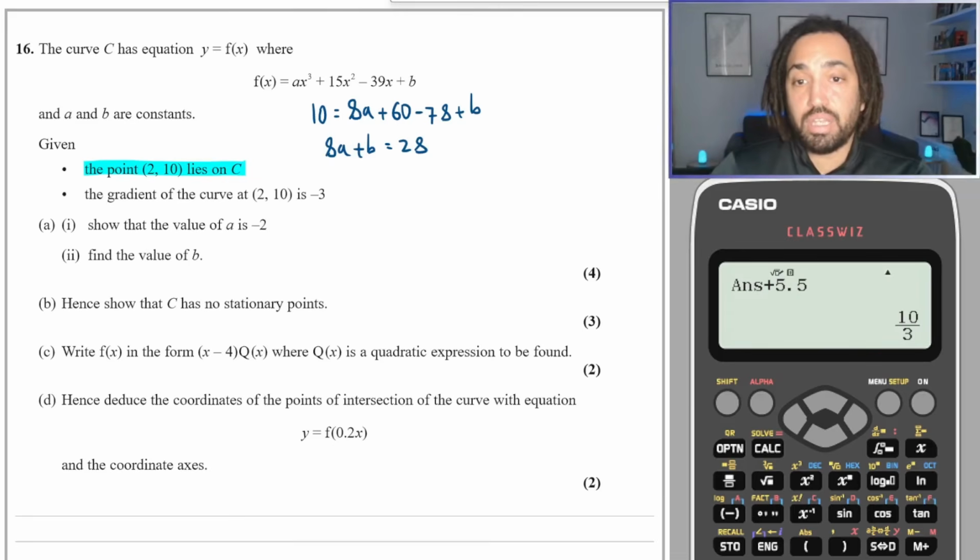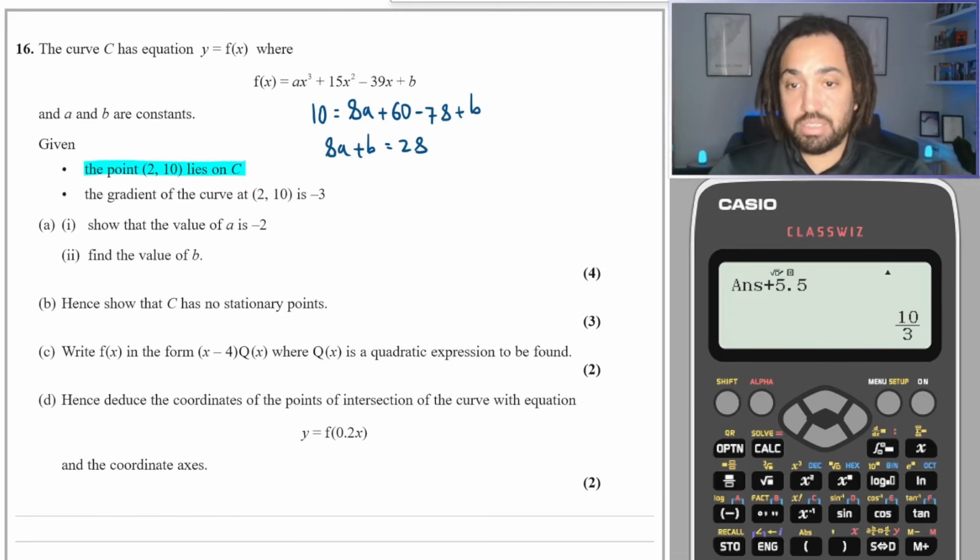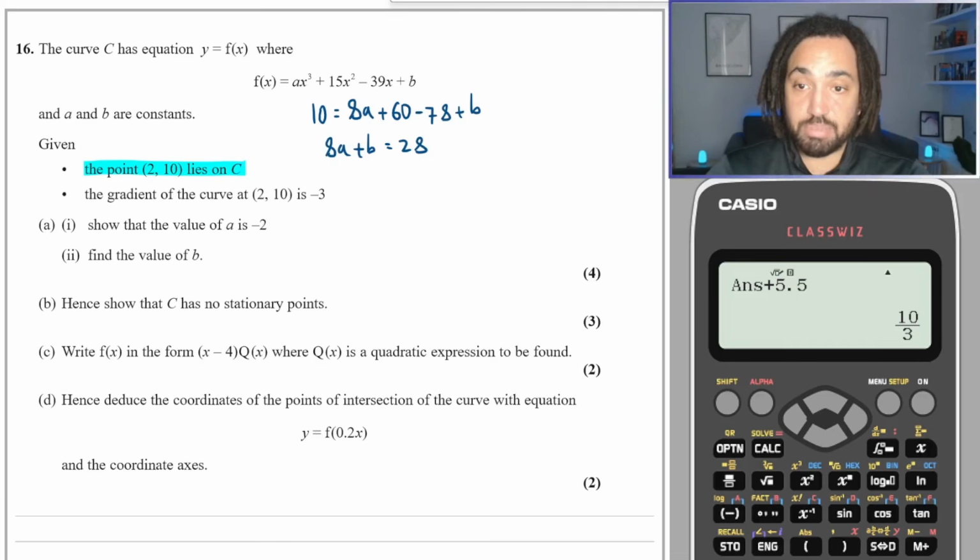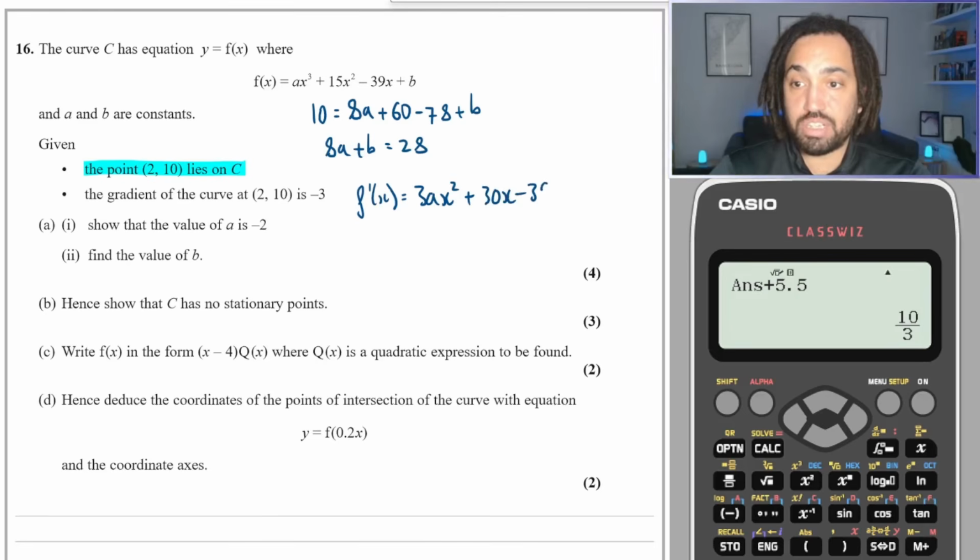Yes, good. Okay, so that's kind of helpful, but we need more information. The gradient of the curve at 2, 10 is minus 3. Right, that could be useful. Let's differentiate the function to get the derivative. And that gives me 3ax squared plus 30x minus 39, and the b cancels.